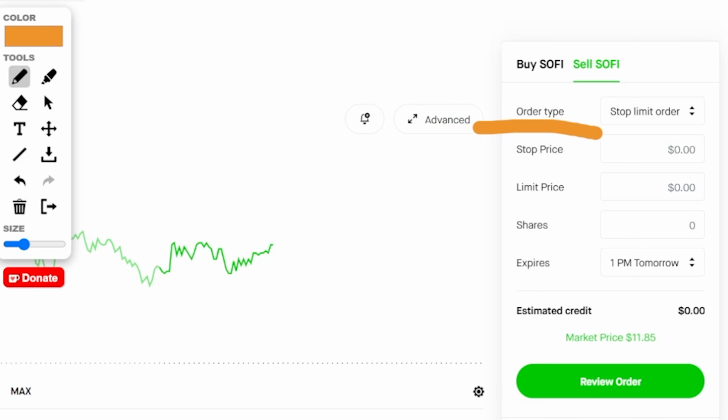Now, the key takeaway is this offers a lot more price control than a simple stop loss does. And some of the potential downsides is just like a regular limit order, there are no guarantees of execution. So this might not go through if it doesn't ever go to that price point.